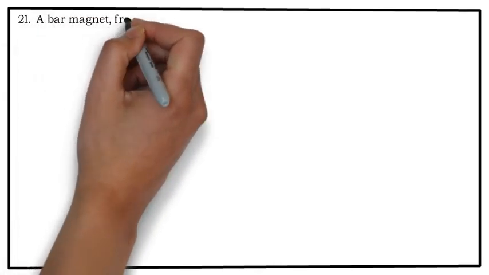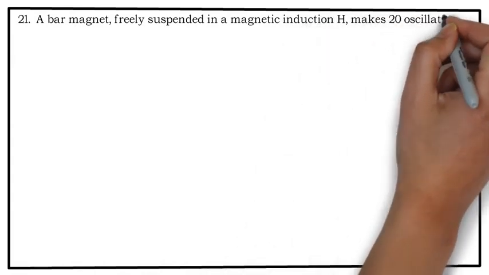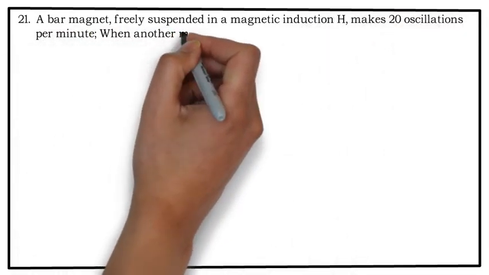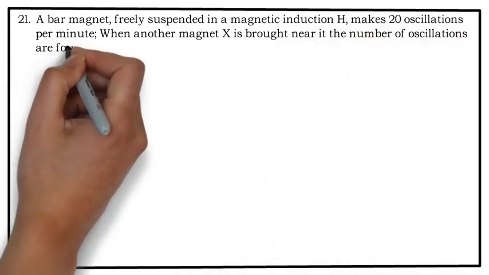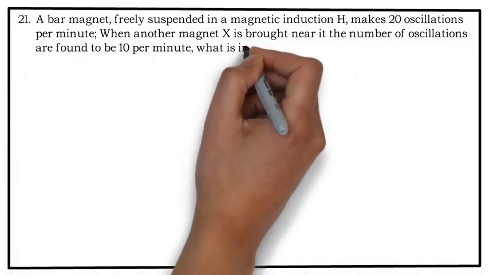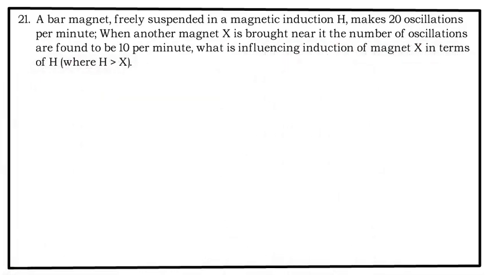Problem number 21. This is a very important problem. It was asked in one of the competitive exams long back. A bar magnet freely suspended in a magnetic induction H makes 20 oscillations per minute. When another magnet X is brought near it, the number of oscillations is found to be 10 per minute. What is the influencing induction of magnet X in terms of H?